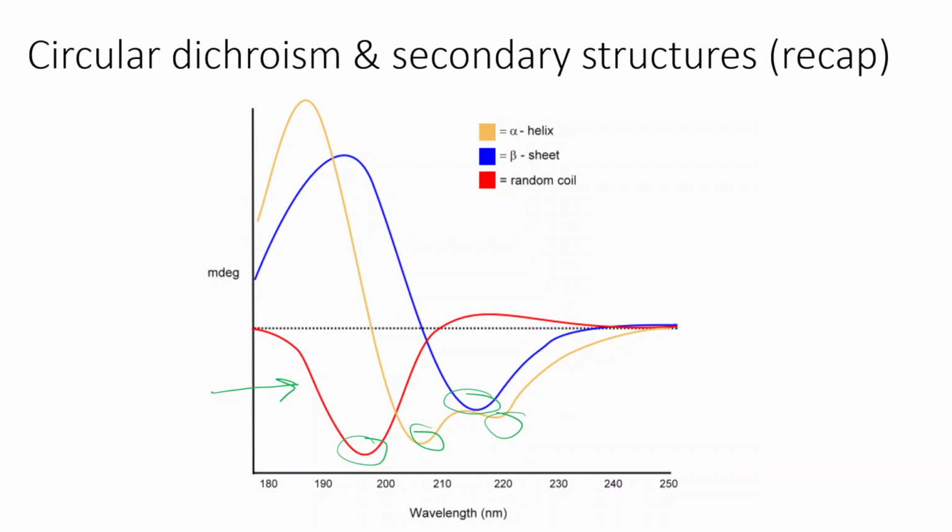And so those are the most obvious or easy places to look if you're trying to tell the difference between the types of curves you'll see on CD spectrum. Any questions? Yeah.